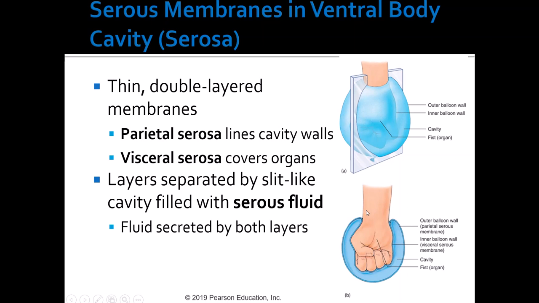So essentially imagine you've got a balloon here, and if you carefully shove your fist into a water balloon, that will give you the general idea of these two-layer membranes with the fluid-filled cavity between them that's filled with this serous fluid that's made by both parts of the wall. So the parietal layer is what actually lines the cavity itself, and then the visceral layer is what actually kind of clings to the organ.